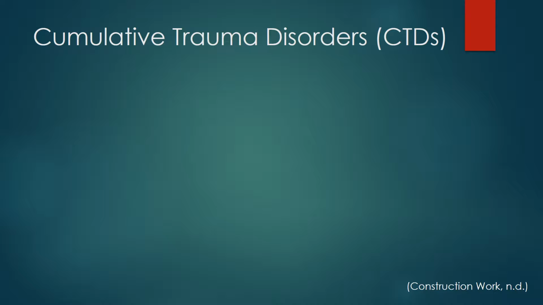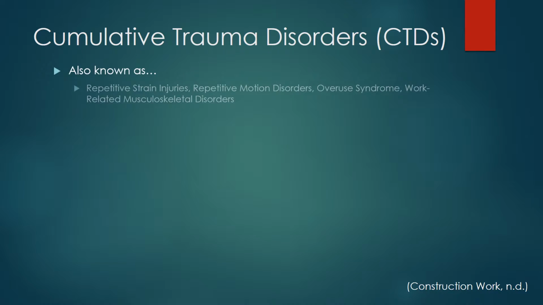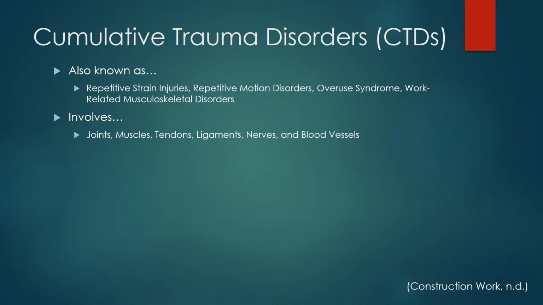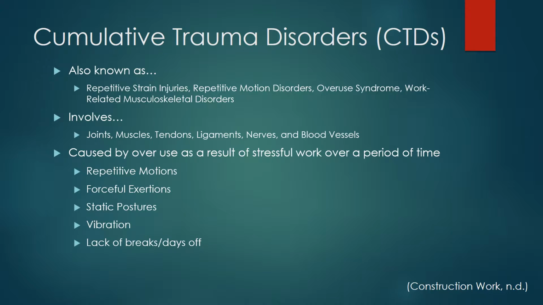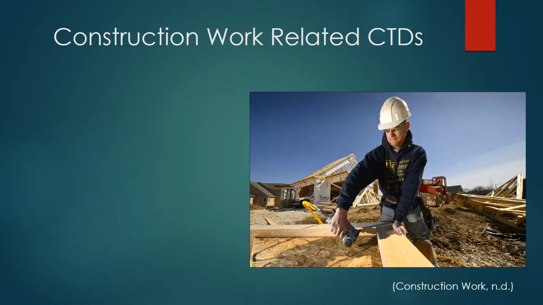Cumulative trauma disorders have many different names. Repetitive strain injuries, repetitive motion disorders, overuse syndrome, and work-related musculoskeletal disorders are all types of cumulative trauma disorders. Cumulative trauma disorders involve joints, muscles, tendons, ligaments, nerves, and blood vessels. They are caused by overuse as a result of stressful work over a period of time. Repetitive motions, forceful exertions, static postures, vibration, and a lack of breaks or days off all contribute to these disorders.